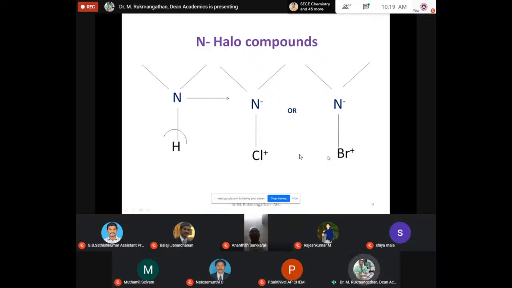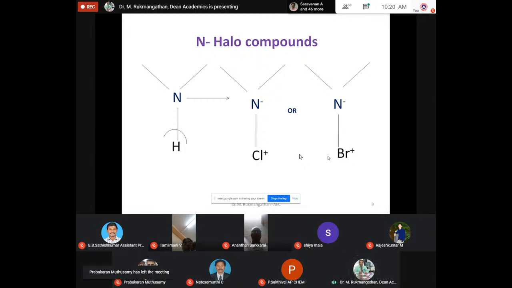Here we can ask, what about N-fluoro compounds? N-fluoro compounds are not at all possible because the electronegativity of fluorine is 4, which is higher than the electronegativity of nitrogen, which is actually 3.03. So N-fluoro compounds are not at all possible.